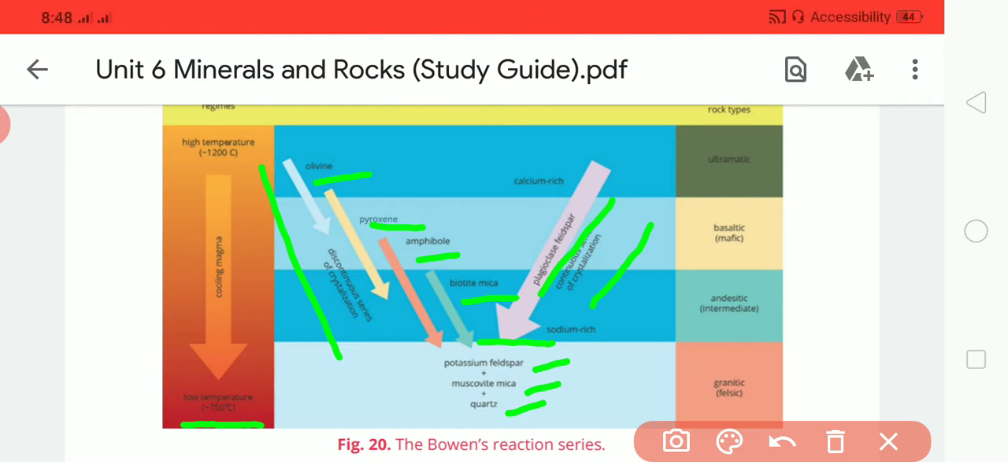The difference between the continuous series of crystallization and the discontinuous series is that the discontinuous series involves alteration of the different compositions of minerals as it goes down to different levels of temperature. Compared to the continuous series, where the minerals it has at its highest temperature are the same minerals it reaches before it changes into a certain type of igneous rock at its lowest temperature.